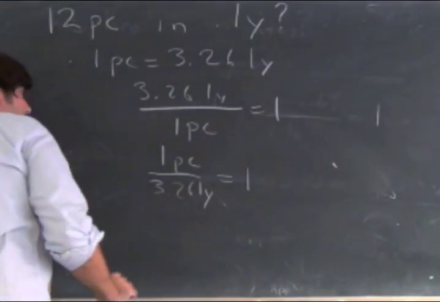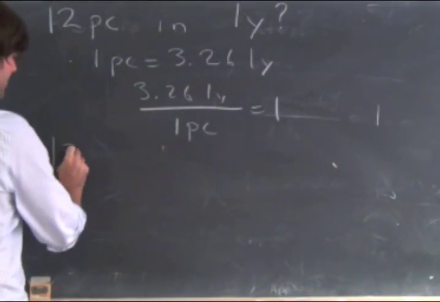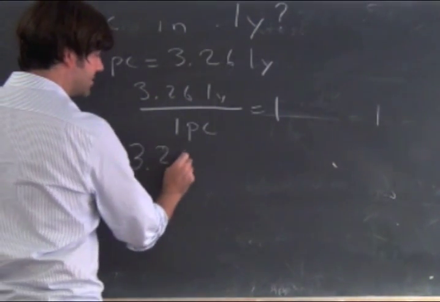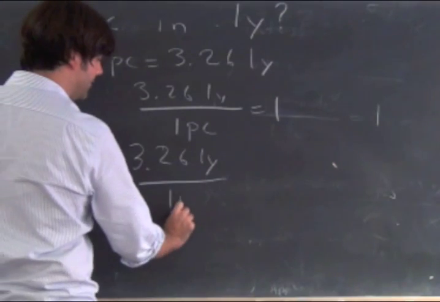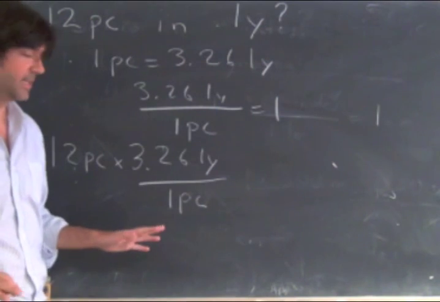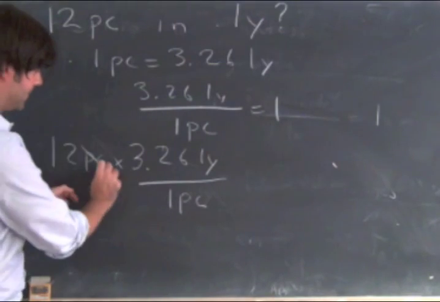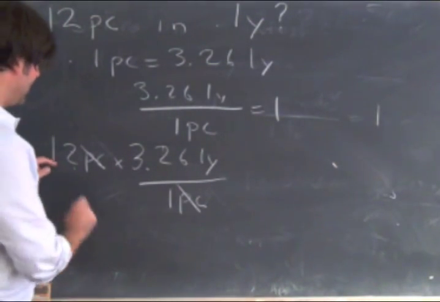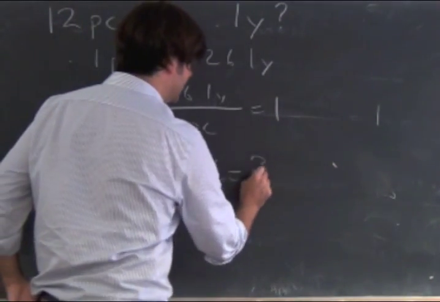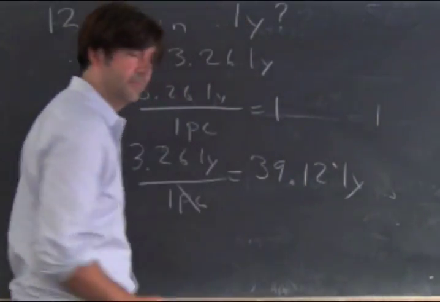So let me just erase this bottom one for the moment. So we have 12 parsecs times 3.26 light years divided by 1 parsec. Remember, this is just equal to 1. So I haven't actually done anything, I just multiplied 12 parsecs by 1. But since I have parsec in the numerator and denominator, I can cancel those off. And I now have 12 times 3.26. This then gives me 39.12 light years. Very simple.